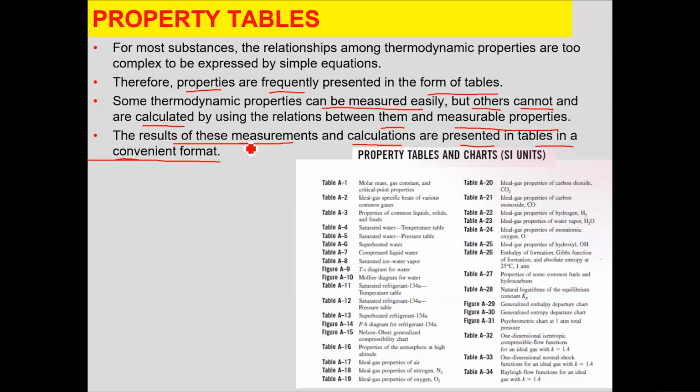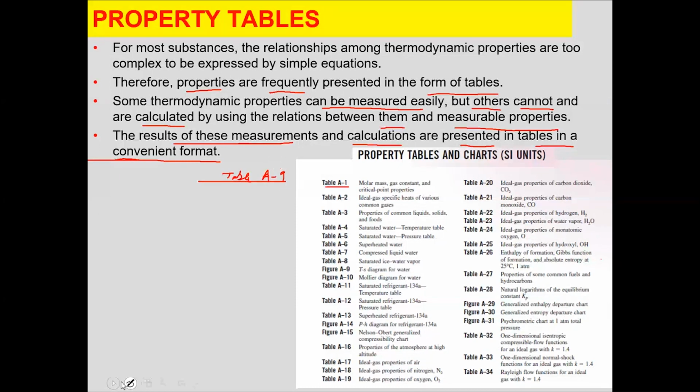A list of tables. This is the list of tables that are given at the end of your book. First thing first, you have two sets of the same table. If you see, you'll have table A1 and you will also have table A dash 1.